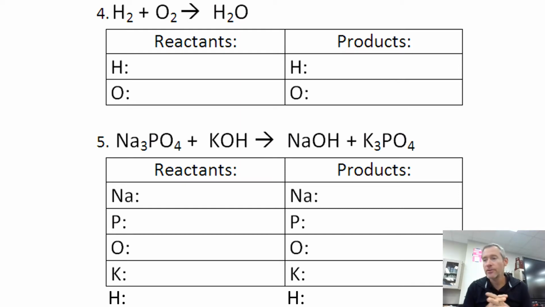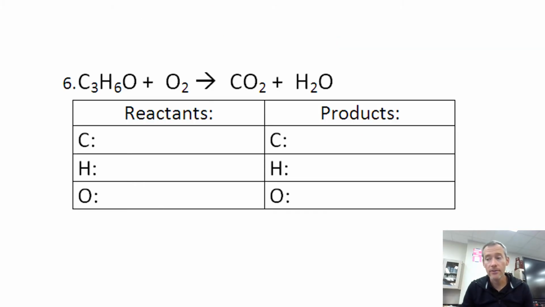All right, so these two you need to do on your own. We'll get them checked in class. So count how many reactants you have of each atom and how many products of each element you have for number 4 and 5. That's on page 5 of your notes. And do number 6 of C3H6O reacting with oxygen. Be careful with oxygen on both sides.